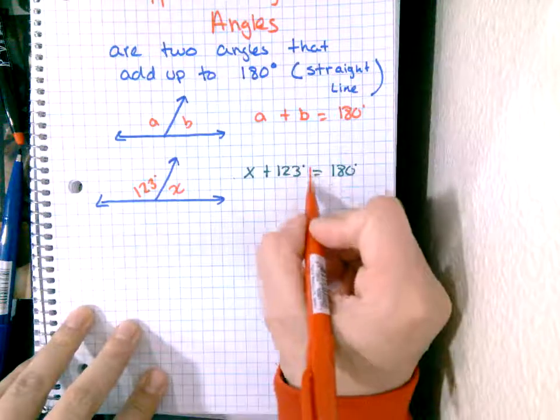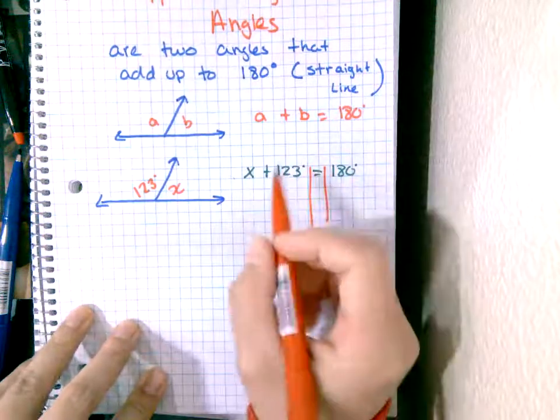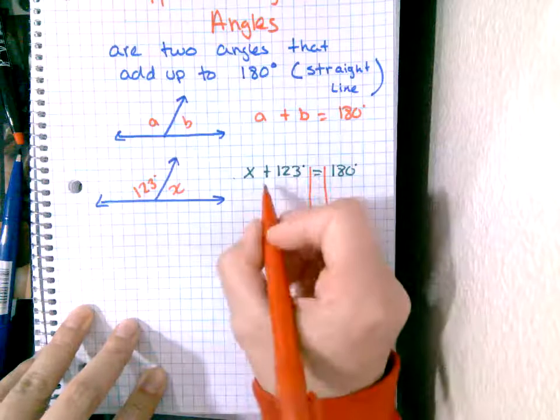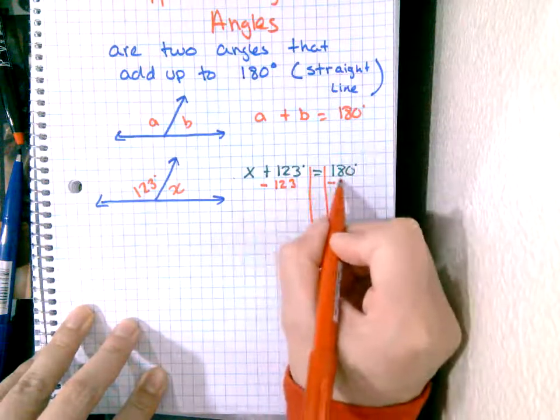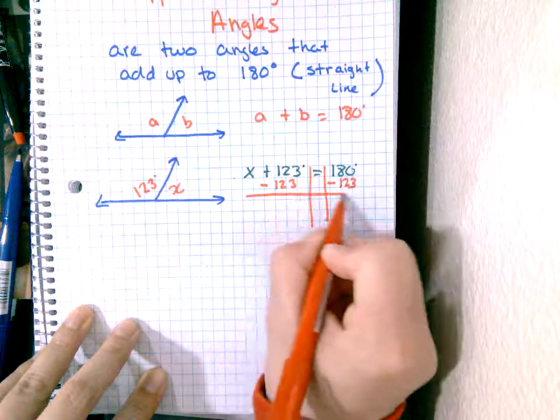So I know if I add these two numbers, it equals 180. So now I'm going to draw my bars. And it says here plus 123, so I'm going to subtract 123, subtract 123.